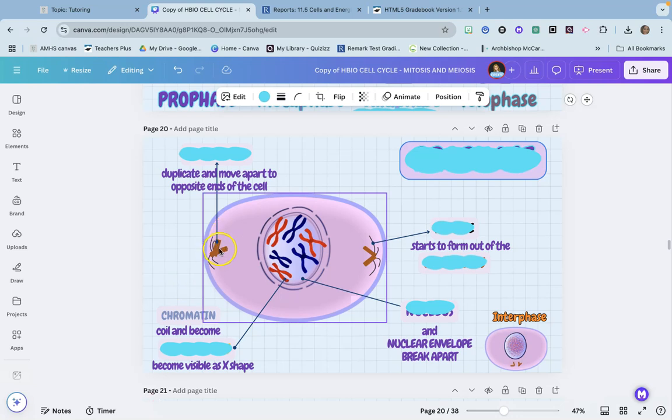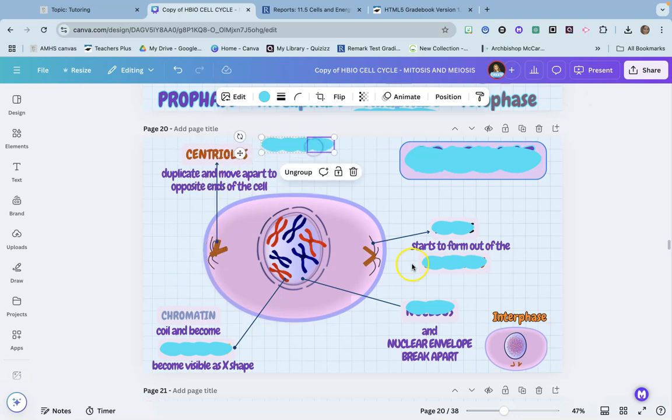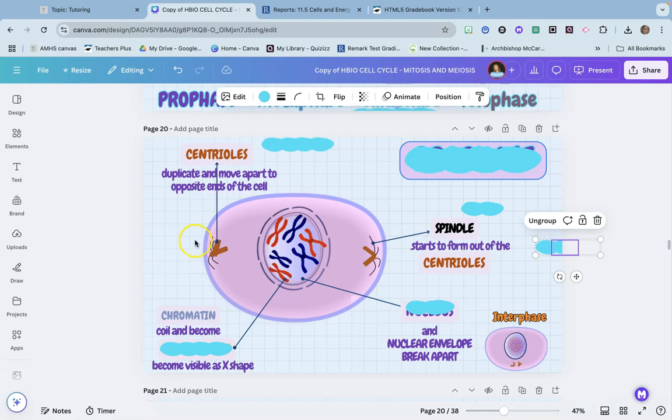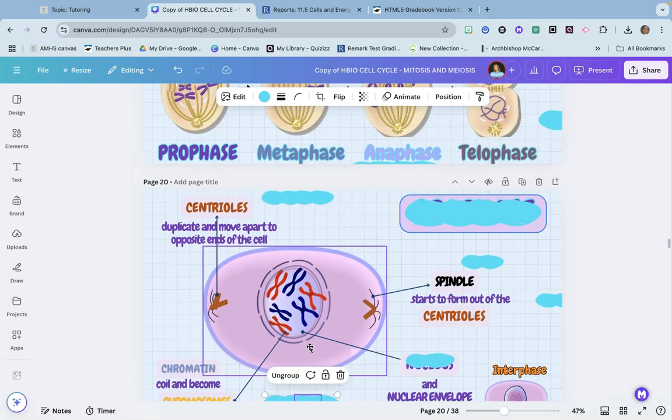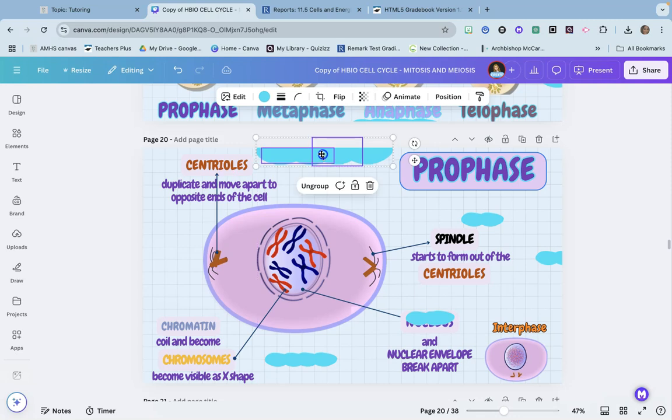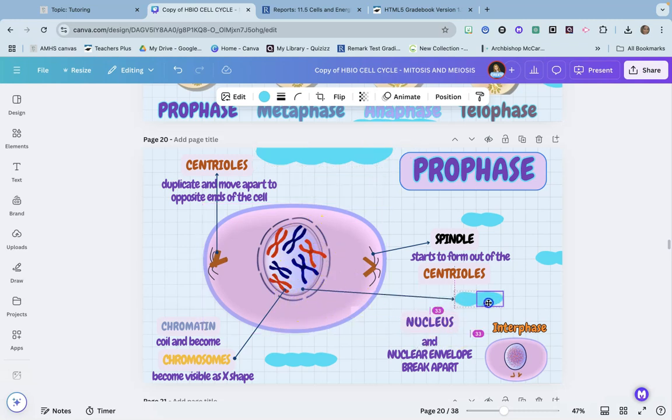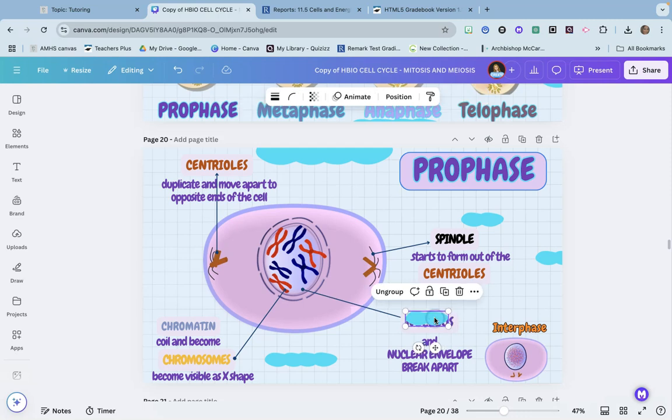So what is this little thing? Centrioles. What is this little thing popping out of the centrioles? Spindle. So the spindle starts to form and it comes out of the centrioles. What is this red X? Chromosomes. The chromatin coils and chromosomes become visible. This is all prophase. Okay? I should have said that first. And then what's this right here? Nucleus. The nucleus is actually going to disappear and the nuclear envelope starts to break apart.